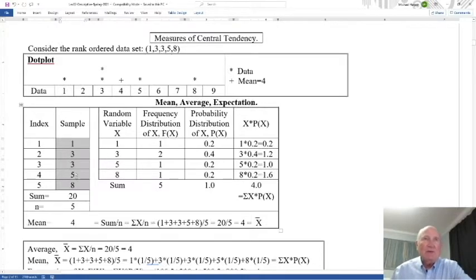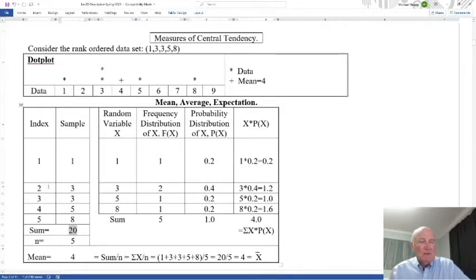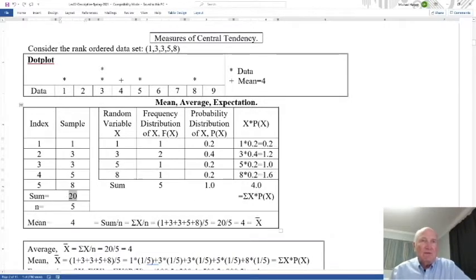Anyway, 1, 3, 3, 5, and 8. To get the mean, we take the sum, which is 20, and divide by the number in the sum, which is 5, and you have a mean of 4. Notice how I did that. I represented that before in another video. It's the sum over the number in the sum.